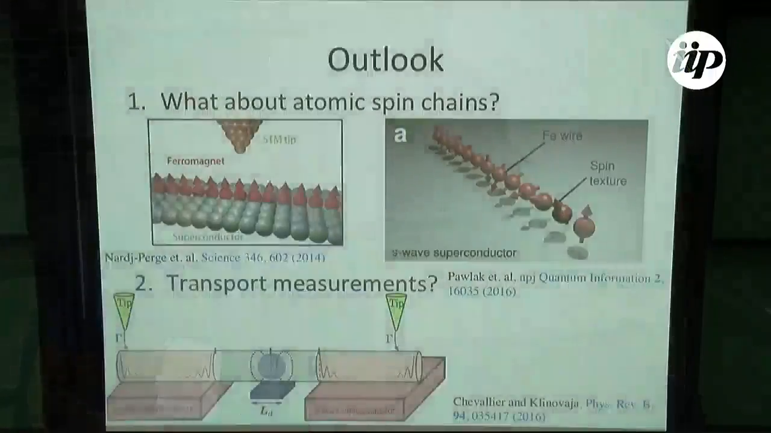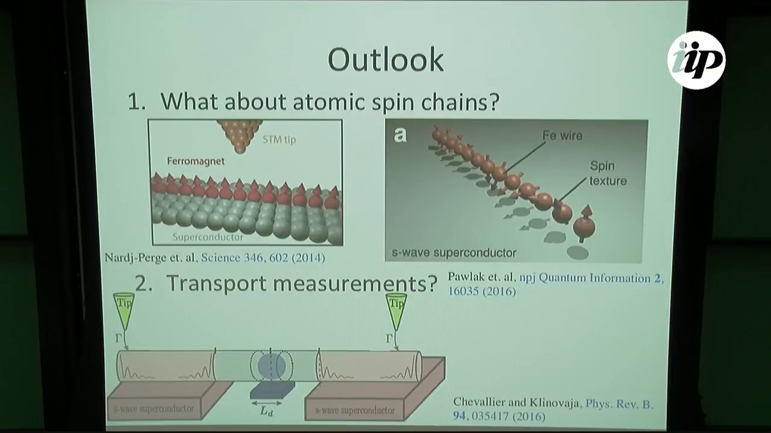And just a brief outlook of things that we're also interested in. We'd like to explore the same system of Majorana fermions coupled to a quantum dot, but instead of nanowires, looking at atomic chains. And also, we would be interested in transport measurements in such a system, and seeing what the position dependence between the Majorana fermion and the quantum dot is in, let's say, differential conductance.